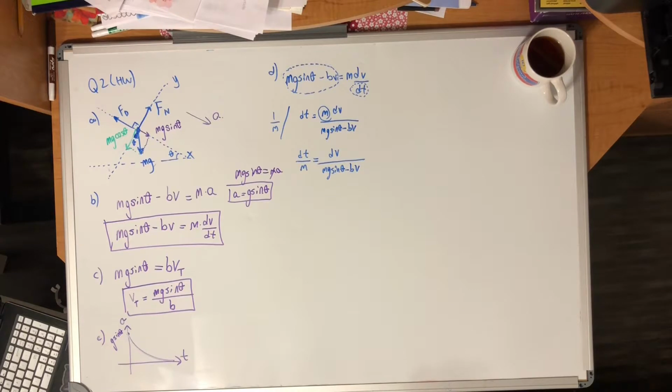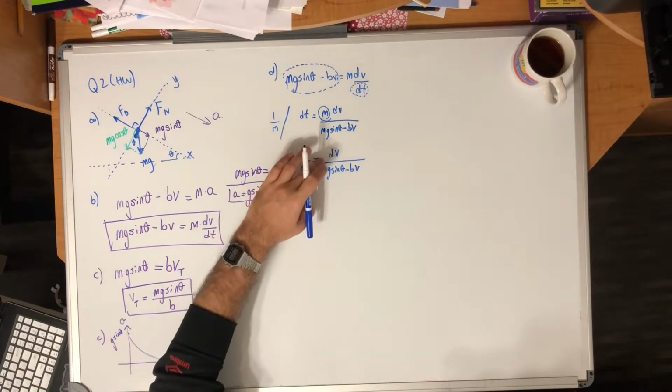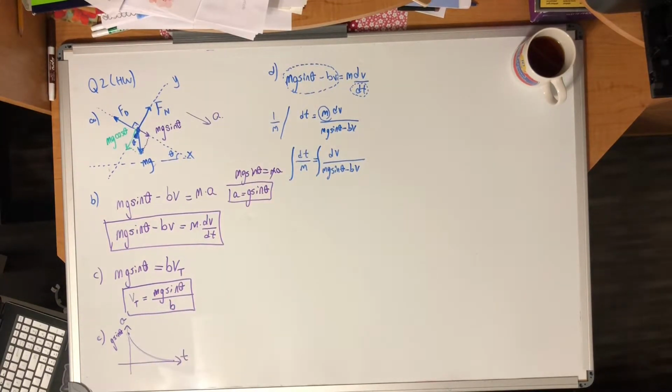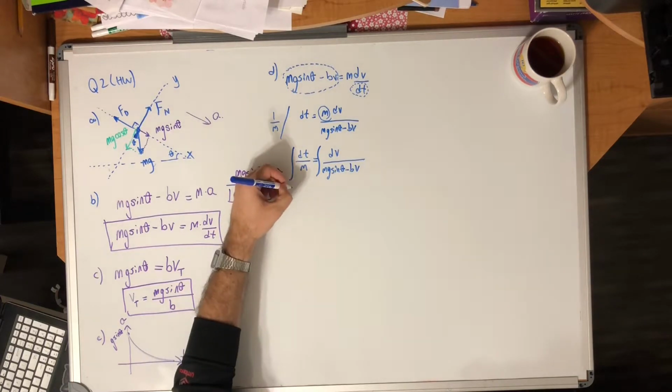And now, what is the next step over here? Determining the boundaries. So what are my boundaries? What is my initial time? My initial time is 0.